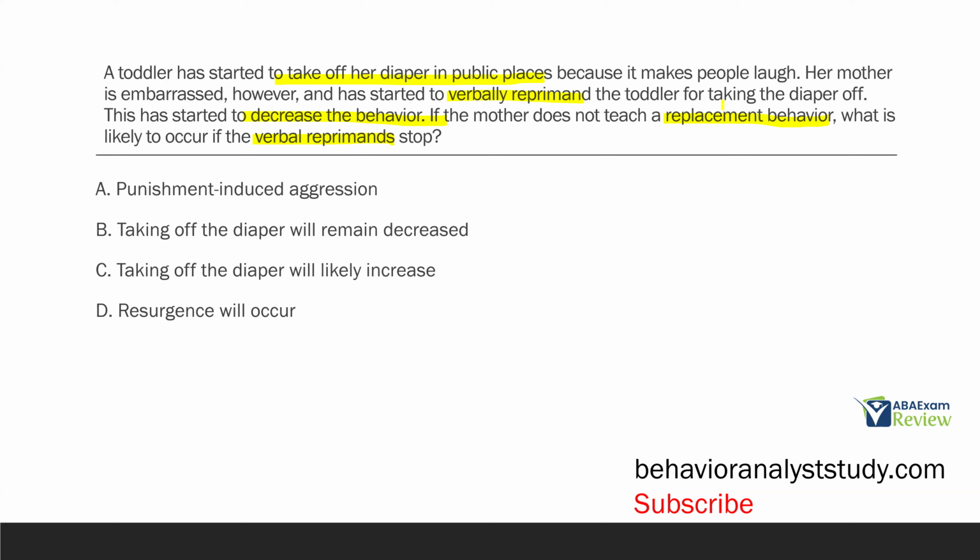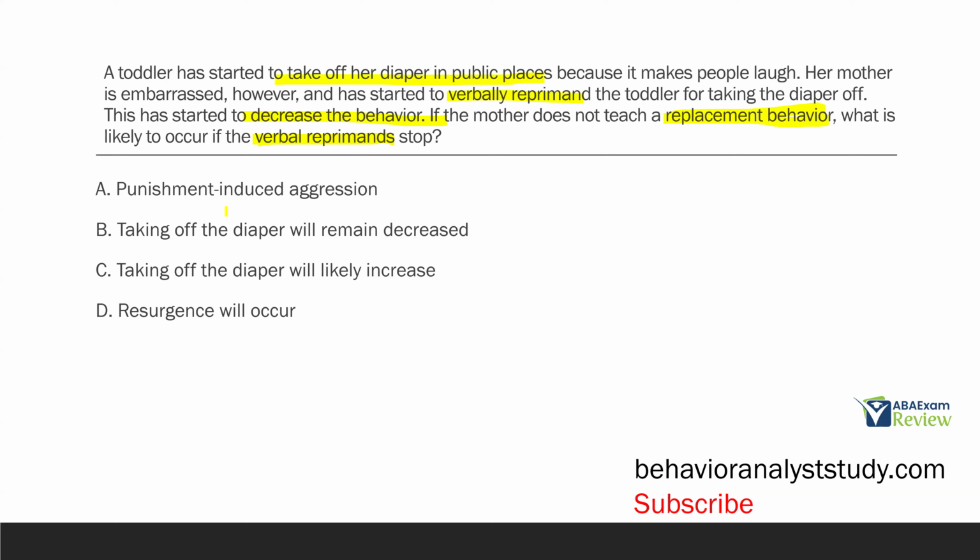Now, when we use punishment, we want to teach replacement behaviors. And whenever we decrease behavior, we want to teach replacements. Why is that? Well, one of the key things about punishment is it's not permanent. You can be resistant to punishment. You can build up a tolerance to punishment. And if you stop punishment and haven't taught a replacement, it's very likely the behavior that was being punished is going to come back because you still have to meet a need. So, if we're not teaching a replacement for taking diaper off and verbal reprimands stop, what is likely to happen?